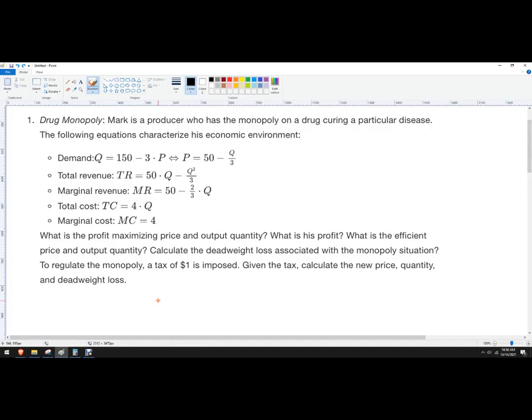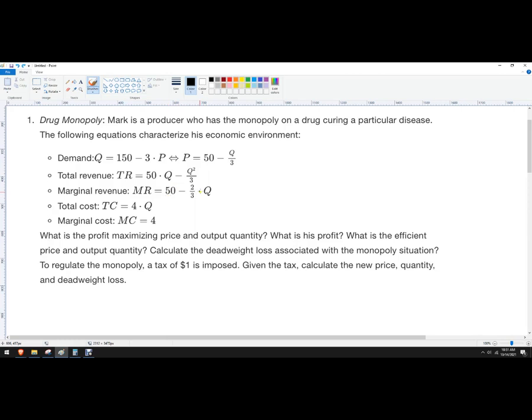Hello, let's solve this drug monopoly problem. We've got somebody who's a producer, they have a monopoly, curing some kind of disease. Here is the demand function. This has already been converted into an inverse demand function. Then total revenue is right here, which is just price times quantity, so that's why this looks like the same thing here.